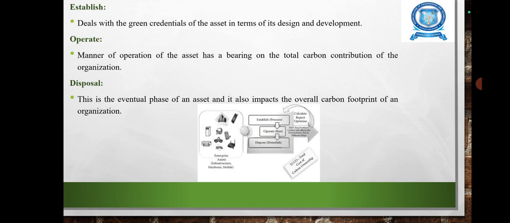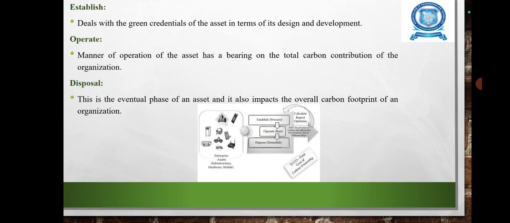Next one is operate or run. The manner of operation of the asset has a bearing on the total carbon contribution of the organization. Disposal. This is the eventual phase of an asset and it also impacts the overall carbon footprint of an organization. Here this impact is through the organization's approach to disposing the asset.